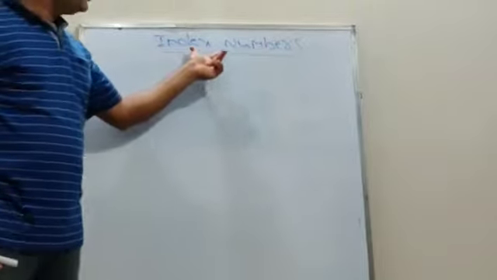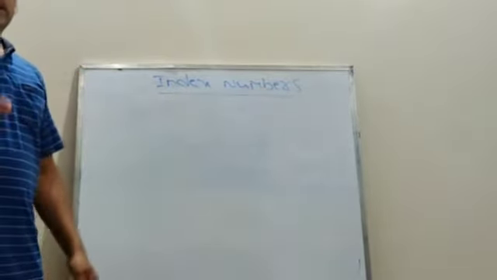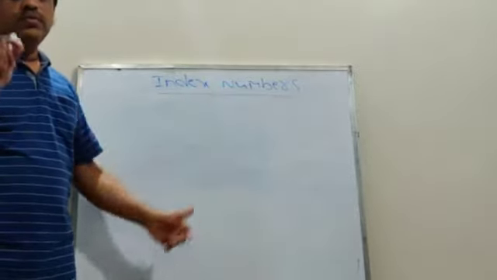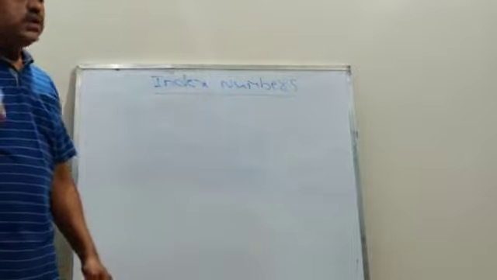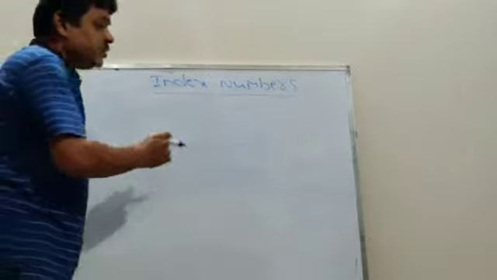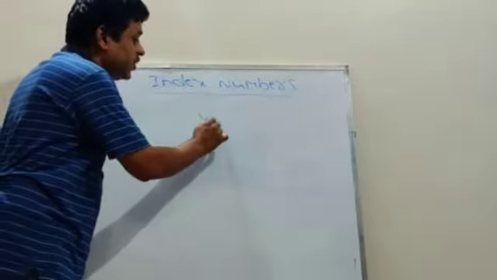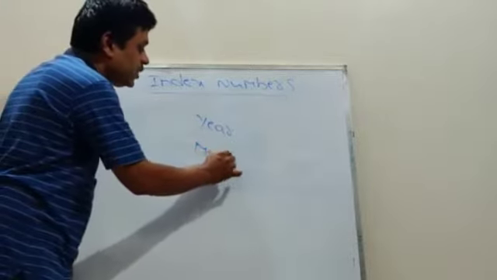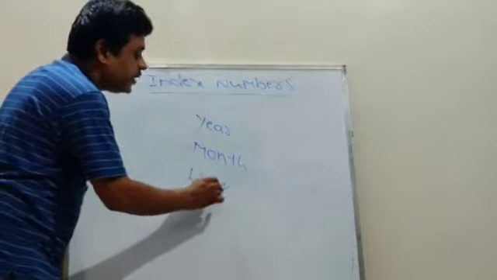Today we discuss the index number chapter. Here, index number is a statistical device designed to measure a group of related variables over a period of time. Here, time indicates not this time. Time indicates year-wise we have to calculate, or month-wise, or week-wise.